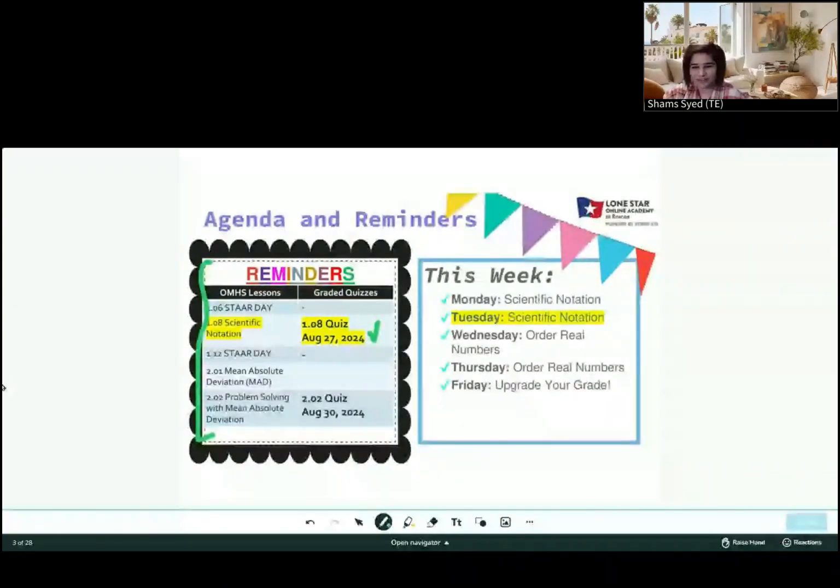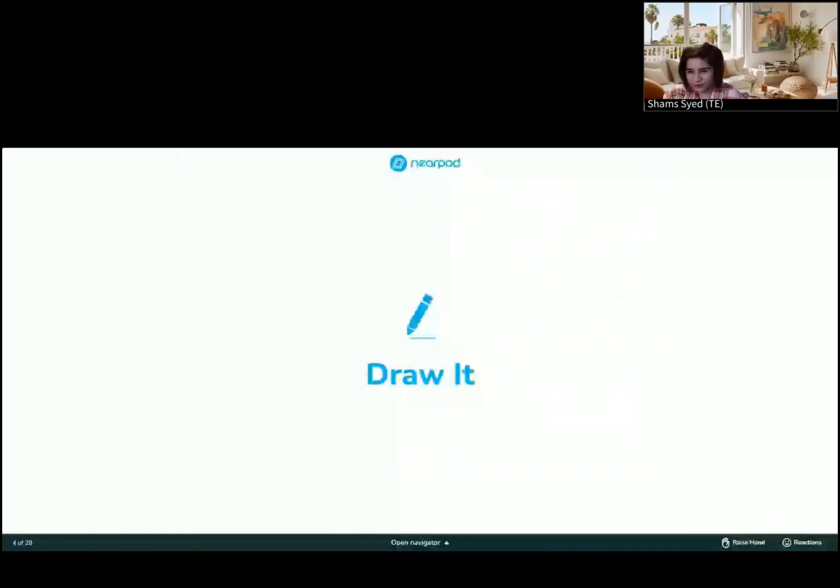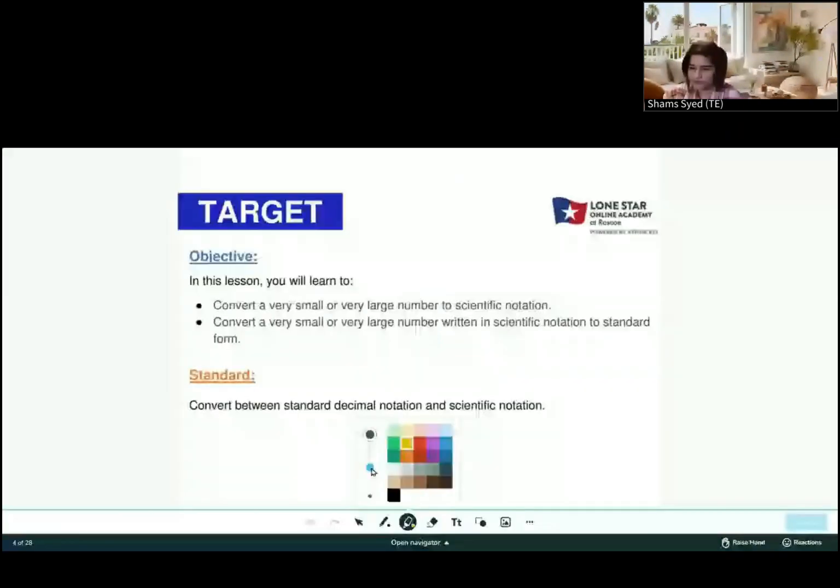Here we are with the lesson target. It is the same as what we were learning yesterday, so we can solidify the concept and practice further. In this lesson, you will learn and practice further to convert a very small or a very large number to scientific notation. You will also practice converting a very small or a very large number written in scientific notation to standard form.